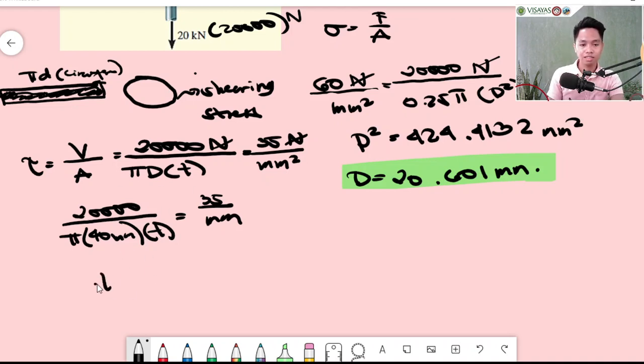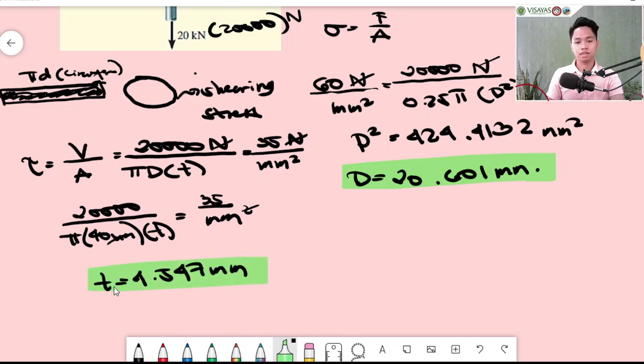So, thickness is equal to, manipulate lang ka, that would be 20,000 divided by 35 times 40 pi. Wala naman is mm, di ba? Makancel po ang isa ka mm. So, mahabilin karon would be 4.547 mm. So, therefore, this would be the thickness of your disc to avoid shearing.